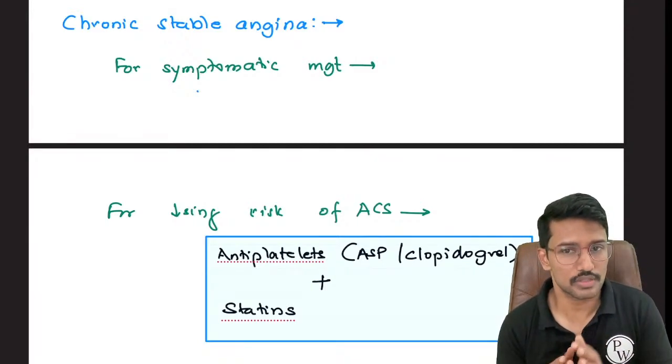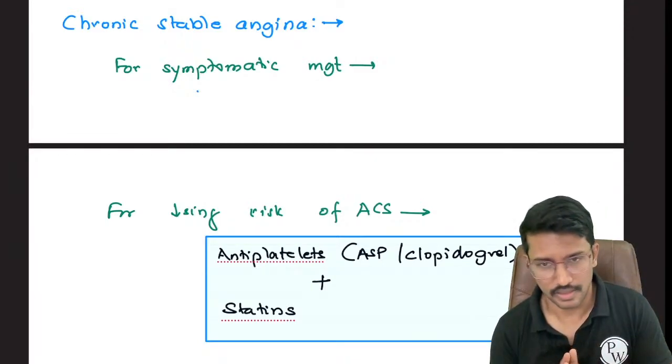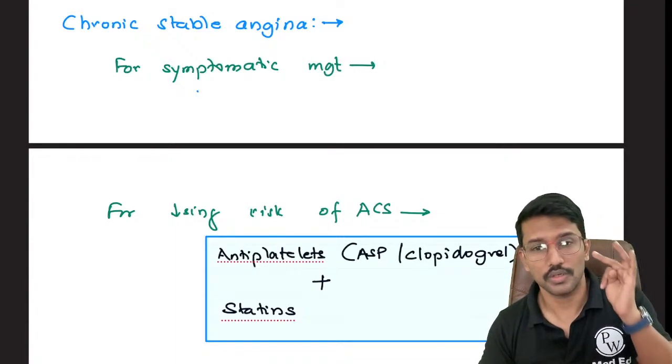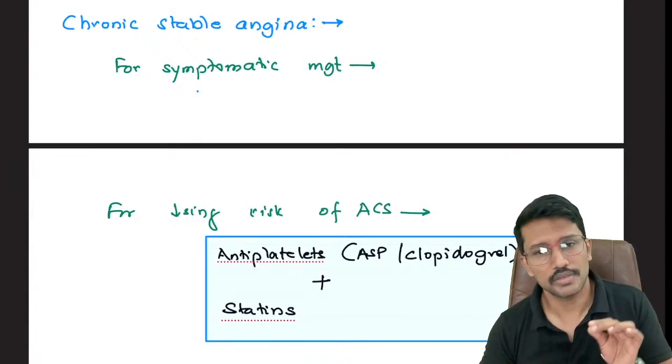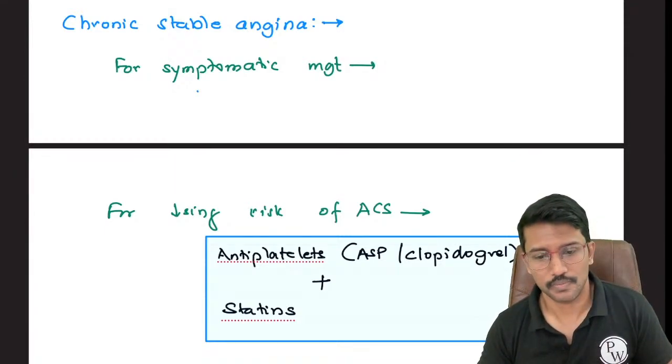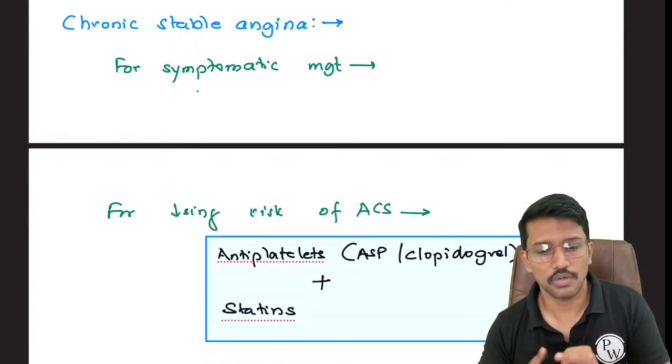Can calcium channel blockers cause vasodilatation? Yes, they can do. So now I have a question. I have nitrates, calcium channel blockers, and beta blockers. On a daily basis, among these three drugs, which one will you advise for the patient? Calcium channel blockers, beta blockers, or nitrates?